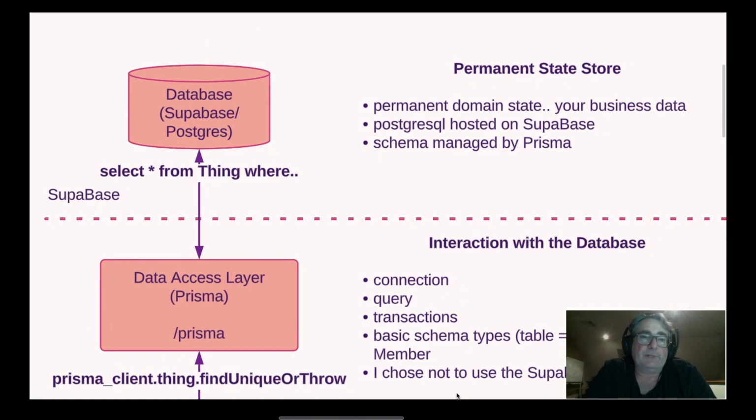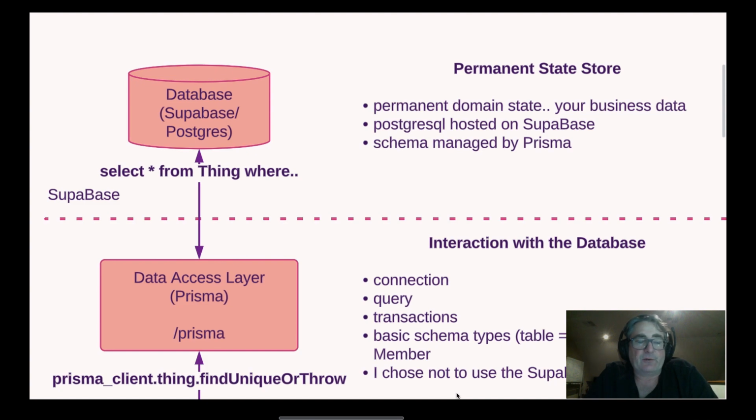Firstly, the database. I've chosen to use Supabase Postgres. So this is a Postgres instance hosted in Supabase. It is your permanent domain state. That's where all of your data is, your business data. The schema is managed by Prisma, so all of the updates to the schema are managed by the Prisma library.